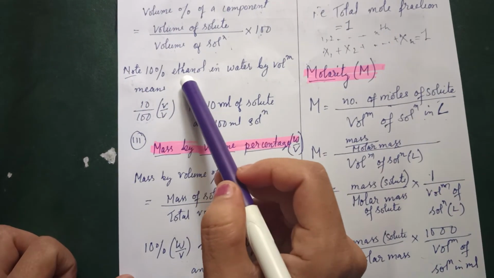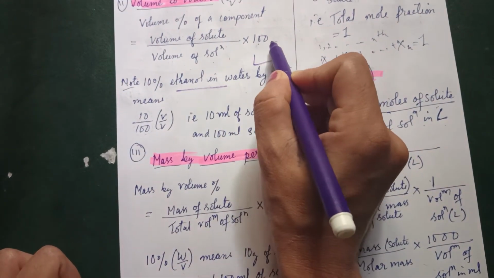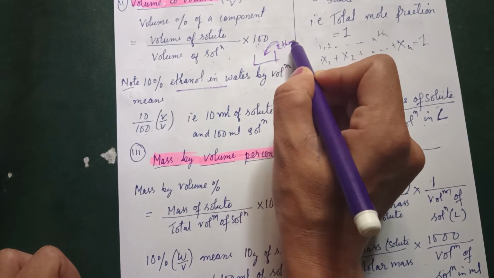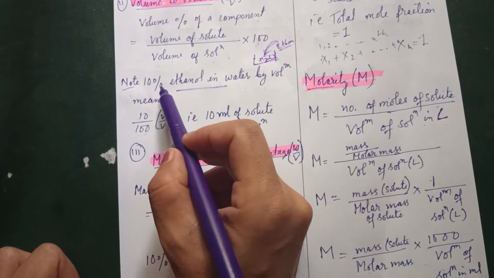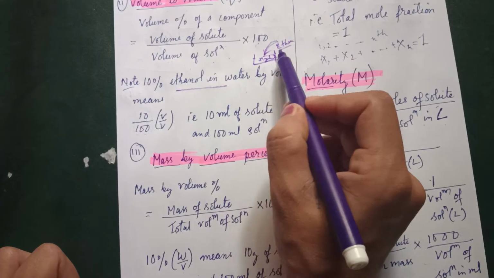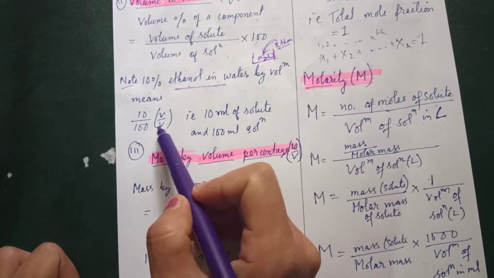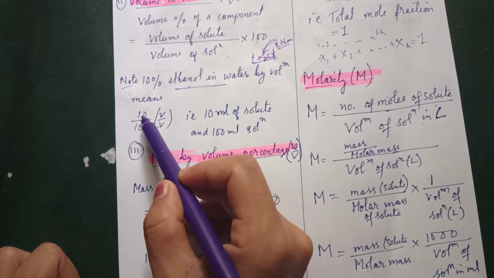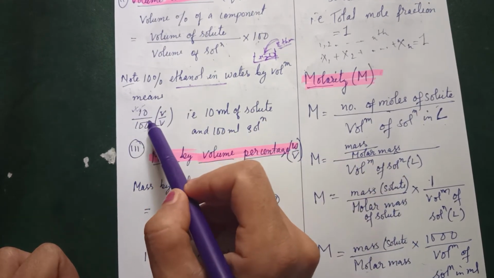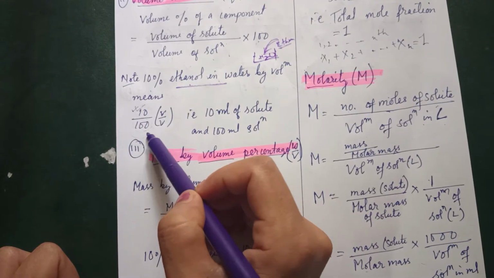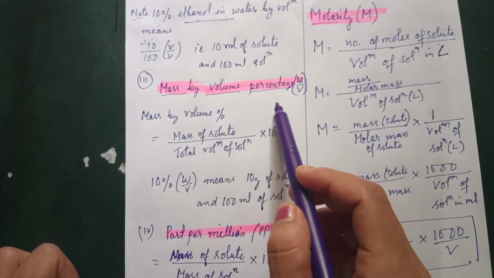10% ethanol in water, so you have to know this term also, ethanol in water. So we are going to add ethanol in water. This will be your water. This ethanol will be your solute. So 10% ethanol in water means 10 by 100, V by V. This 10 will be in ml, because it is volume of solute. Above will always be solute, below will be your solution. But in what unit? This is in ml.